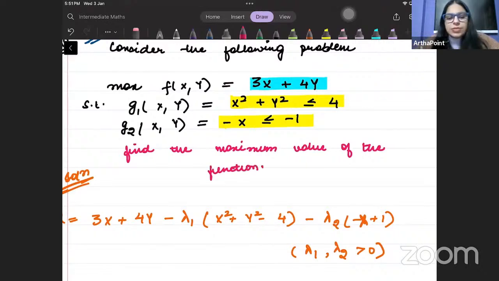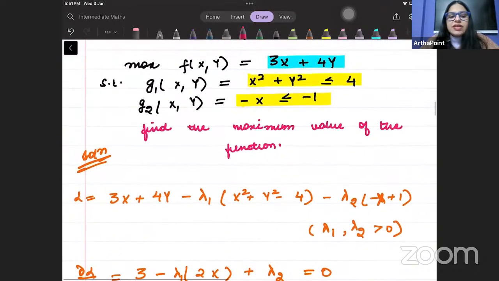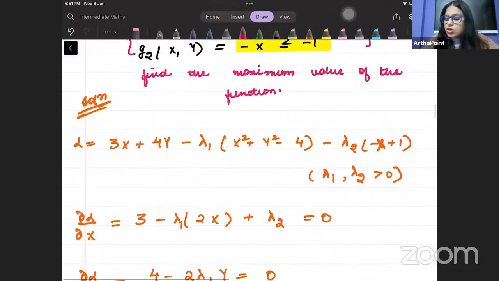A question like this will be asked in the exam. It is very, very important from the point of view of your exam. Definitely it will be coming. Let's have a look. In such questions, wherever you are given a non-linear constraint, how do we solve them? You have to formulate the Lagrangian, and in the Lagrangian you first write the objective function.